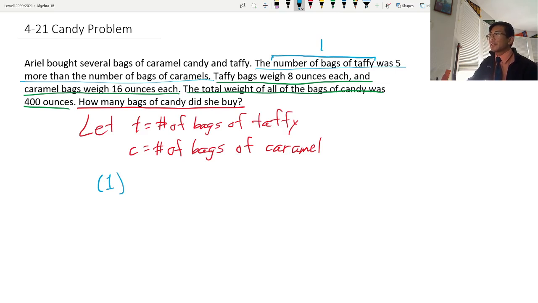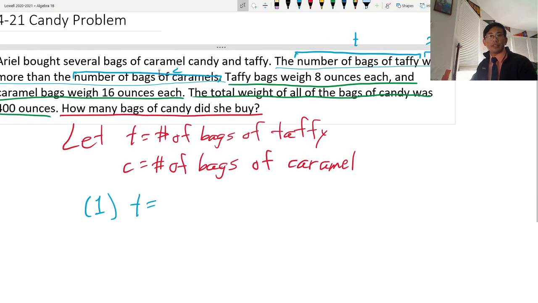The number of bags of taffy already is t. When we say something is or something was, like we say x is 5, that would say x equals 5. So that's going to be our equal sign. I'm going to start off with t equals, and the number of bags of caramels, remember, is represented by the variable c. Let me zoom in for that. Right there, as you can see.